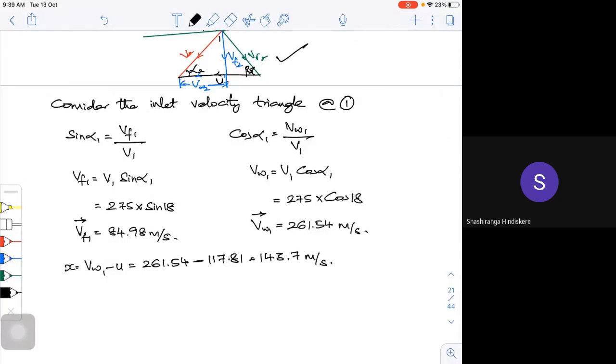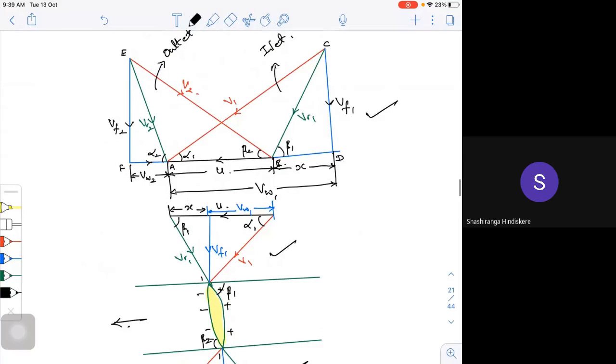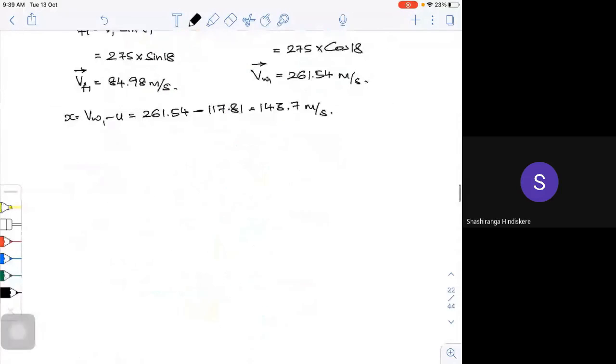Now, how to find the blade angle? What is tan beta 1? If I use this particular triangle, what is tan beta 1? Vf1 divided by x. Once again, tan beta 1 is equal to Vf1 divided by x. So both are the same. So tan beta 1, that is the blade angle at inlet, is equal to Vf1 divided by x.